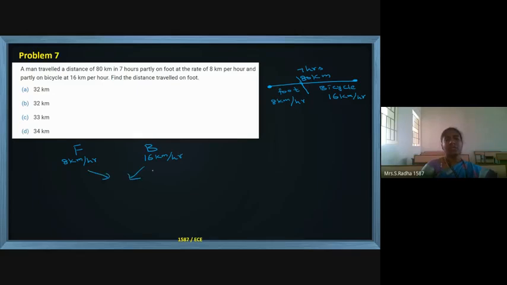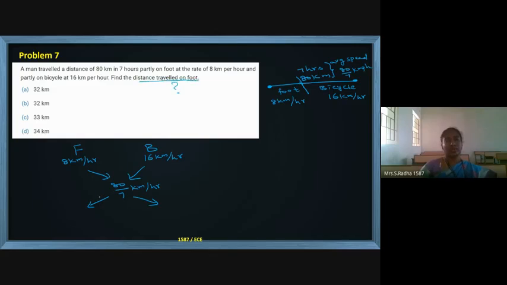We know the time, we know the total distance. So the average speed we can calculate as distance by time. So 80 by 7 kilometers per hour is the average speed. Now we have to calculate how much distance he has traveled on foot and how much on bicycle. In the final sentence, how much distance traveled on foot, that we have to analyze.